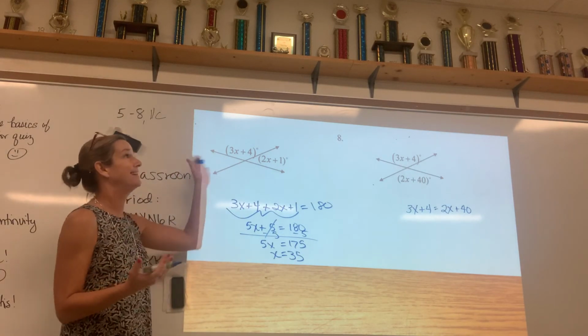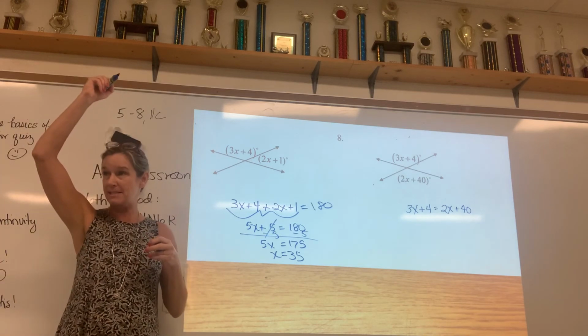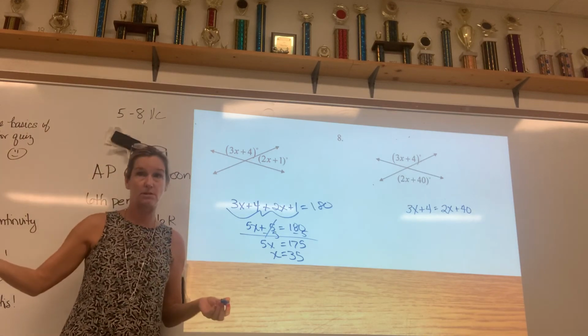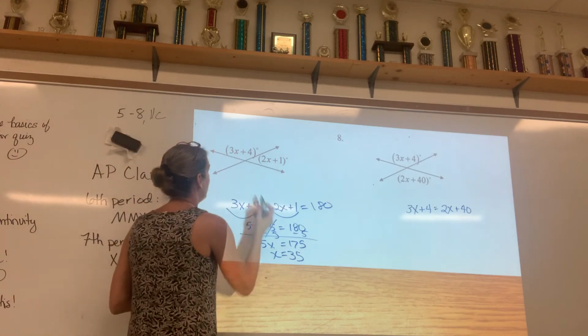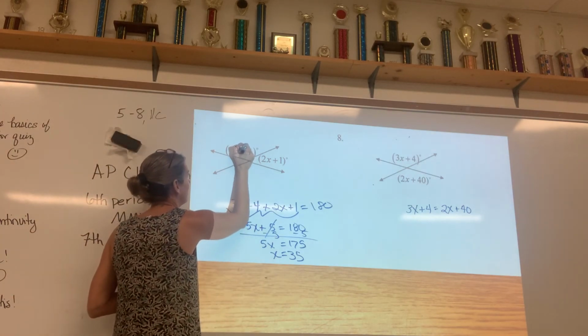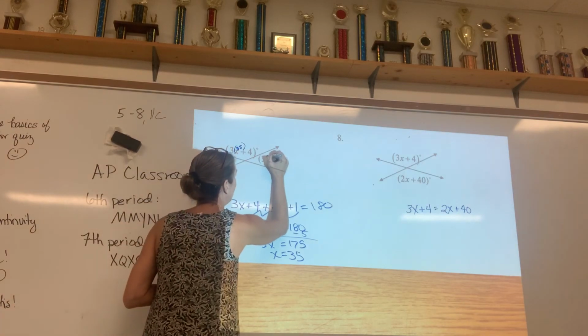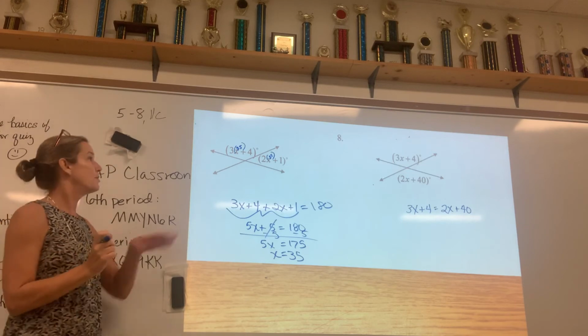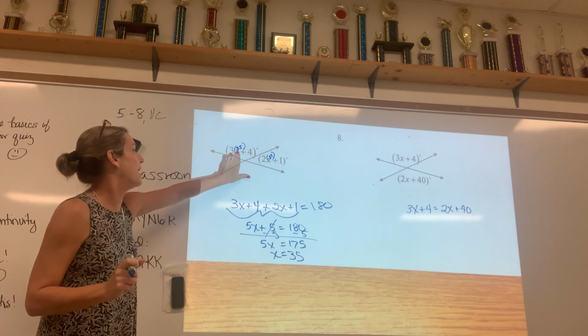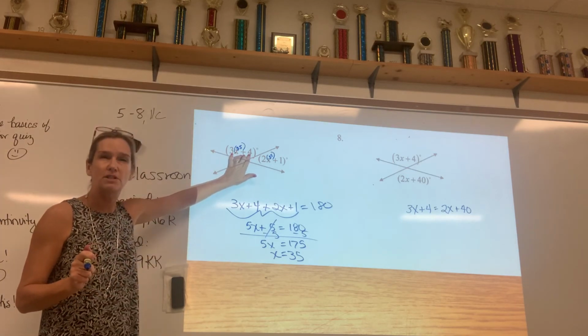This one wasn't really clear what they wanted, but if you looked at the very top, it said find the measure of all angles. So that means I need to find the angles. Okay? So take my value of x and plug it in right here, and plug it in right here, and that would be the smart thing to do anyway so that I can check my work. So this angle would be 3 times 35 plus 4. What'd you get for that?